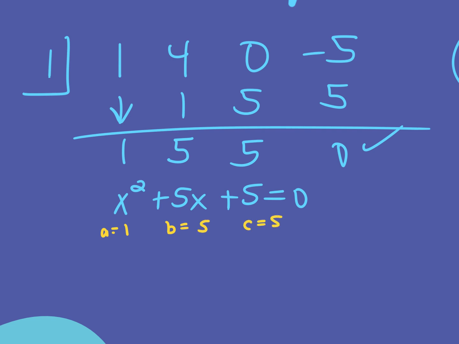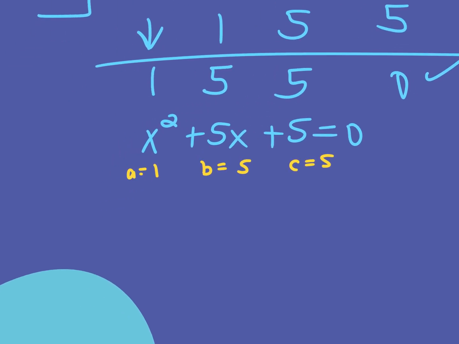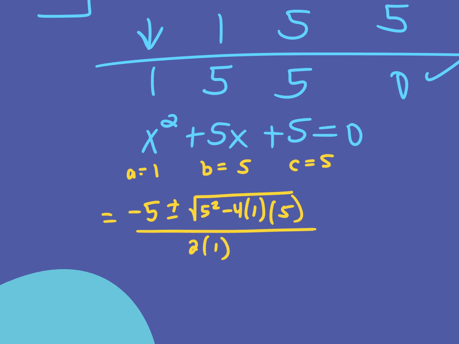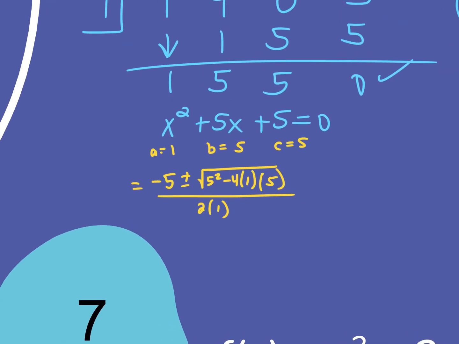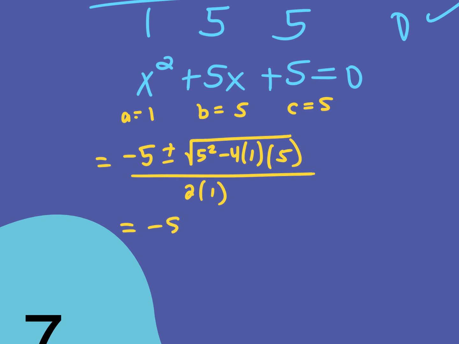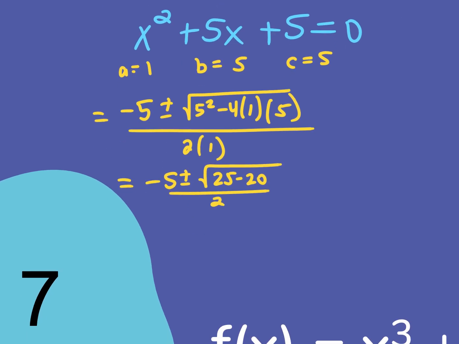Guys, please make sure you know the quadratic formula. Some of you on your quiz messed up your signs. So it's -b plus or minus the square root of b squared. So 5 squared. What's the sign in the middle here? Minus 4 times 1 times c, which is 5, over 2 times what? Perfect. So now let's simplify. -5 plus or minus the square root of 25 minus 20 over 2. You guys agree? So this equals -5 plus or minus the square root of 5 over 2.